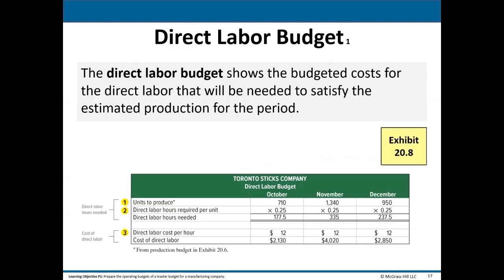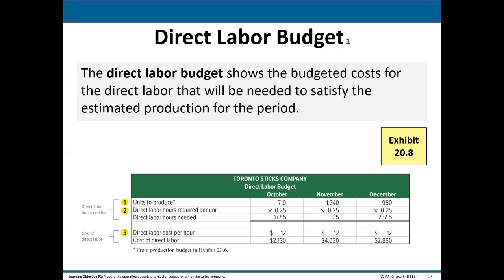All right, so Exhibit 20.8 shows the direct labor budget for TSC, and it has 3 steps to prepare it. First, enter units to produce from the production budget. Next, you enter the labor hours required per unit. For TSC, this is a quarter of an hour. We then compute the direct labor hours needed. For TSC, we multiply the 710 units to produce in October times the quarter of an hour, and that gets to 177.5 hours needed.